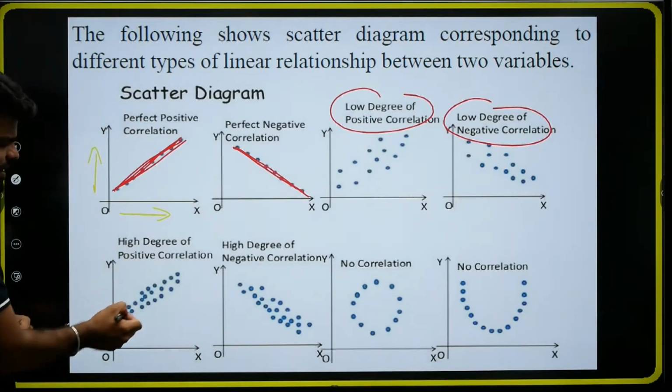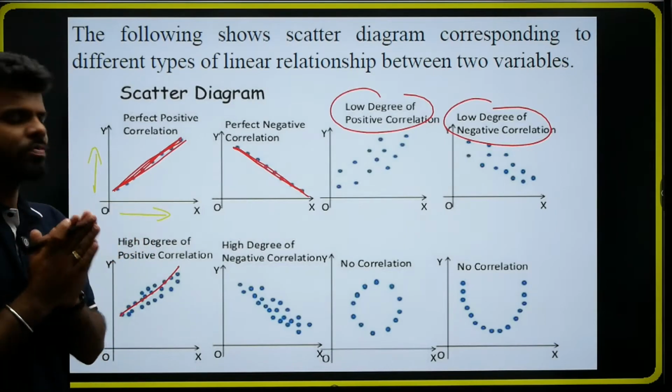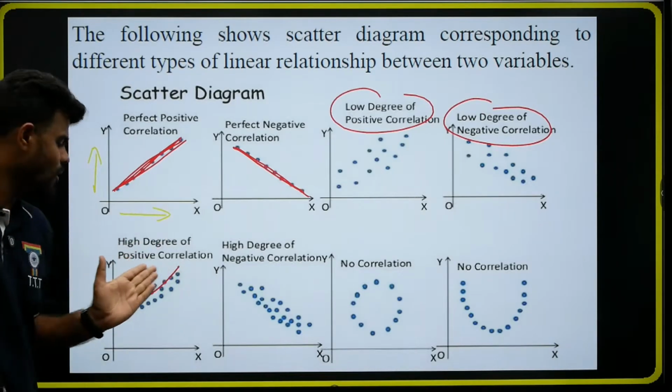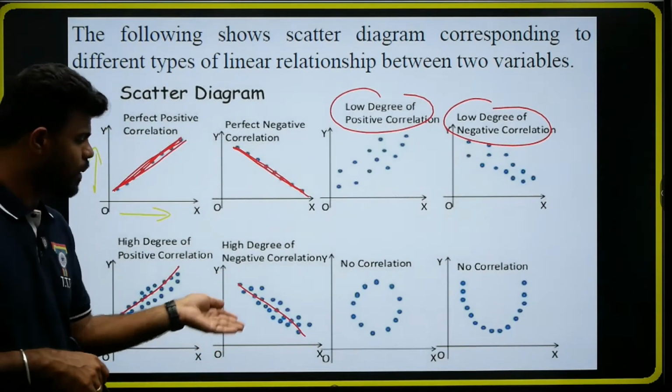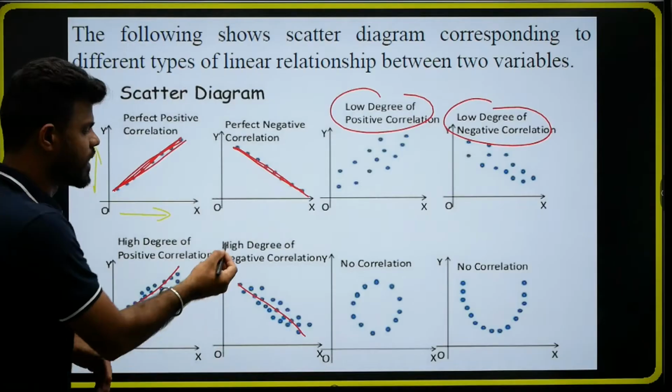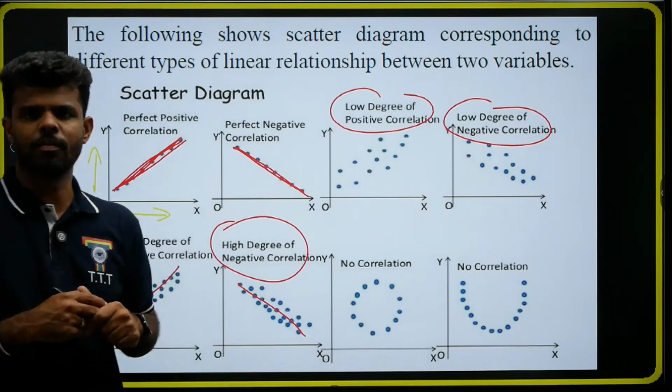If you see this, it is in a positive direction, and all the points are very near. Therefore you can say that higher degree of positive correlation. Similarly this is in decreasing order, and all the points are almost near. Therefore you can say that higher degree of negative correlation between two variables, you will have to write.